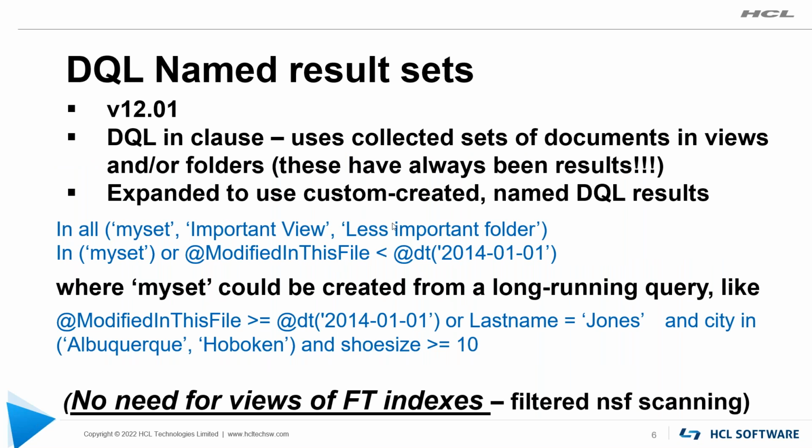Okay, now there's a feature I didn't really go into enough and really highlight enough in our prior talks, something we delivered in 12.0.1, and that's called the named result set. So this basically uses DQL and stores the results in a named set. So you can basically say the in clause, you can pull it in. If you say in my set, in this case, you see the example there, is a set of documents I've run against and I've created using DQL to do that.